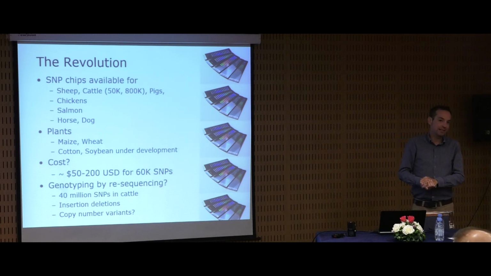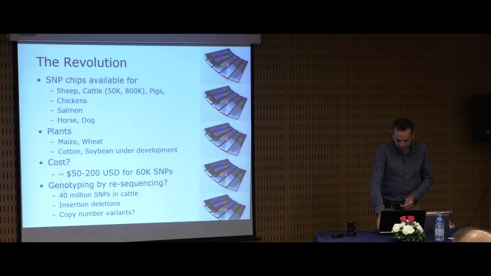Genotyping by sequencing is also being used very widely. This is where you sequence just a small part of the genome and get the SNPs in that small part of the genome. Okay, so that's our genomic information that we have available.